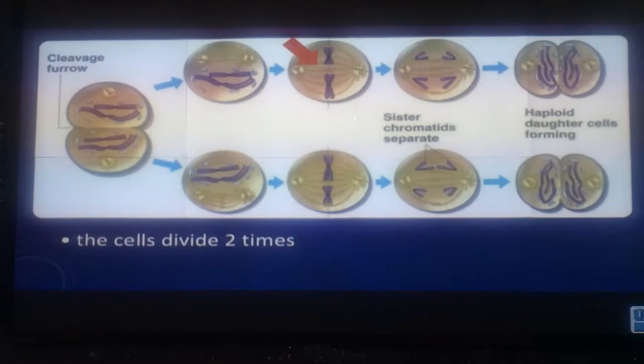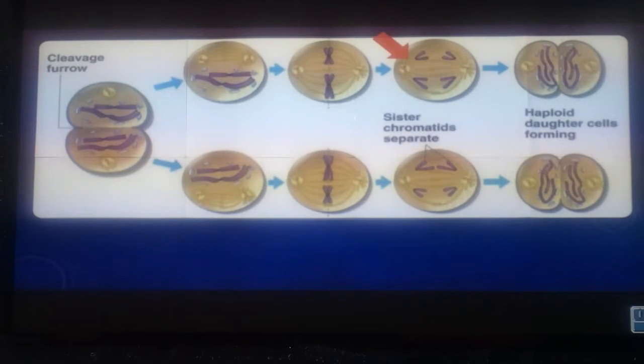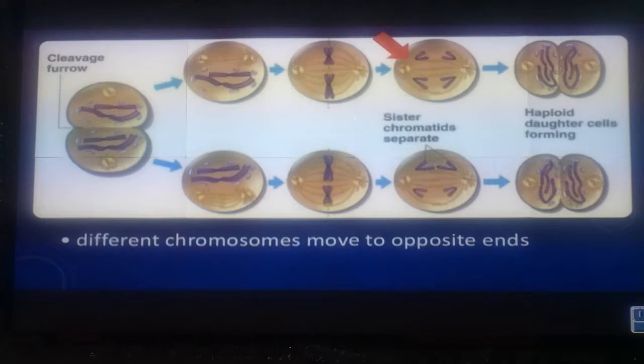In this one, this is what we call meiosis. Meiosis is important. This is how new organisms are made. Instead of like mitosis, where the cell divides once and you make 2 cells that are exactly the same, here the cells divide 2 times and it ends up with 4 daughter cells. But in the second time, the chromosomes do not duplicate. The different cells move to opposite ends after the second division.